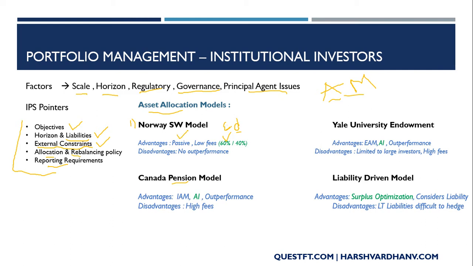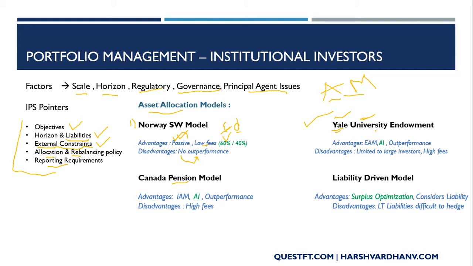It has obviously no asset allocation to alternatives. The ideal allocation is equity 60%, debt 40%. Since it's passive, it will have very low fees because there is no active management or manager involved. And once it's a passive fund, you know that you cannot outperform the market because you are tracking the index or doing a defensive allocation to your fund. So the disadvantage is there is no outperformance. Second is the Yale University endowment. Sometimes in the question they mention Yale, sometimes they mention university. Both mean the same thing, the Yale University endowment.